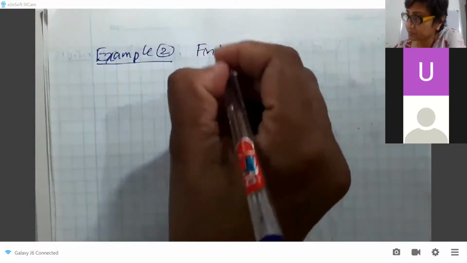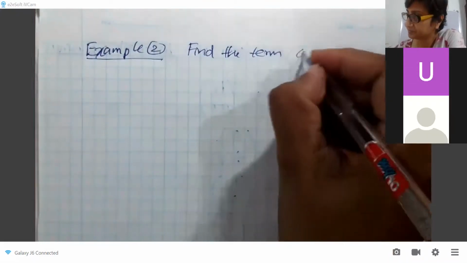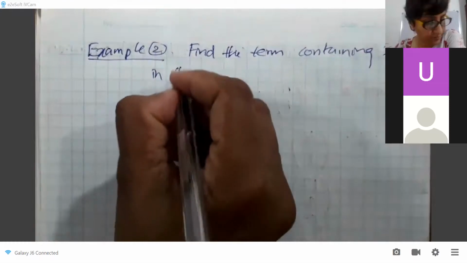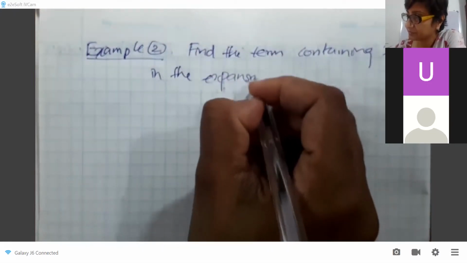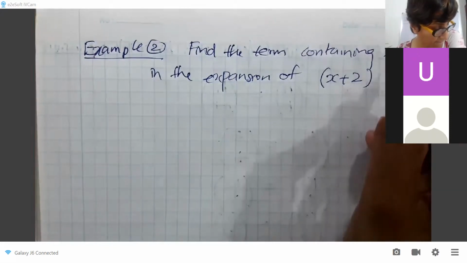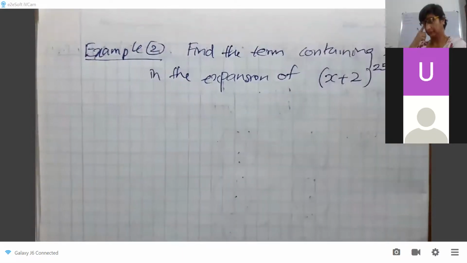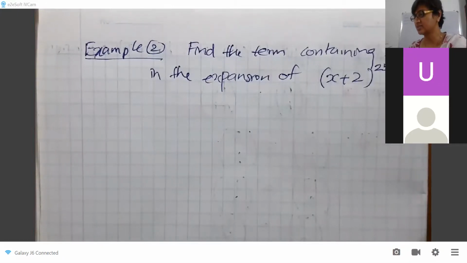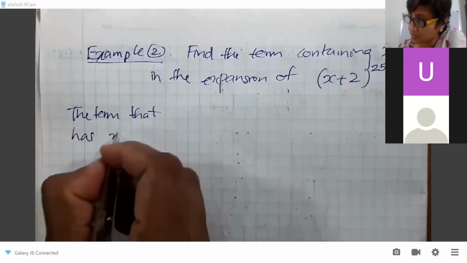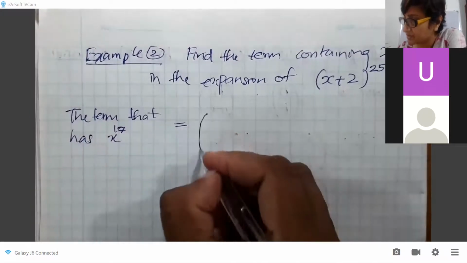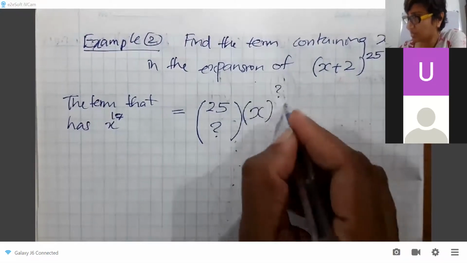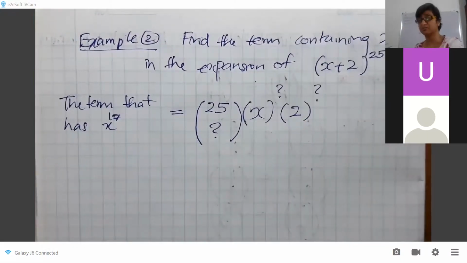Find the term containing x to the power of 17 in the expansion of (x + 2) to the power of 25. Find the term containing x to the power of 17 in the expansion of this. So you would say the term that has x to the power of 17 equals, this should take the form 25 choose question mark, x to the power of question mark, 2 to the power of question mark. I have three question marks to figure out.